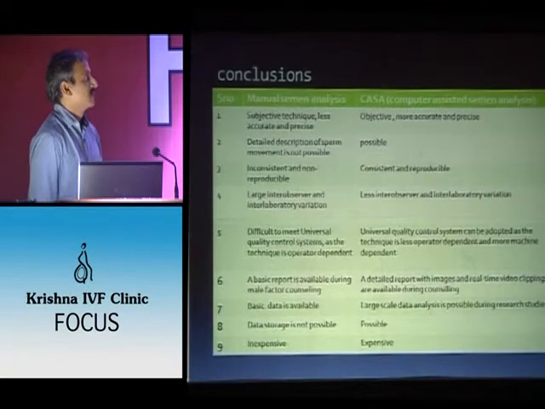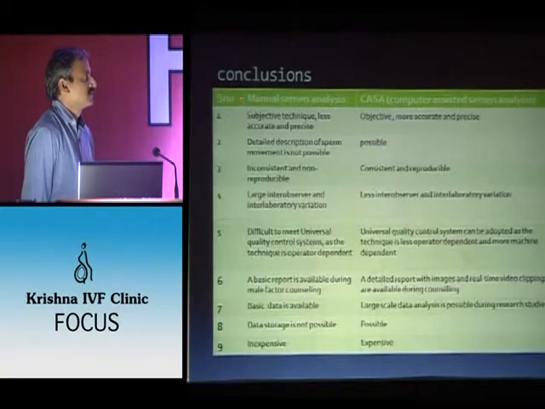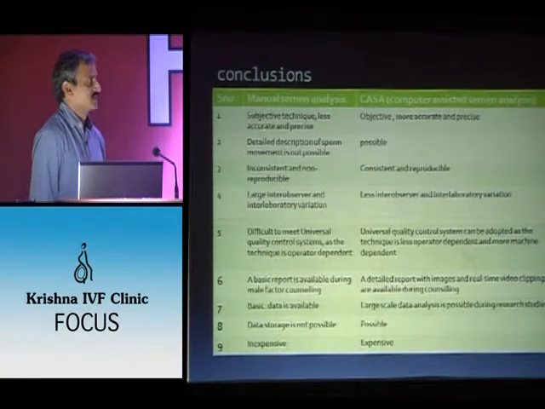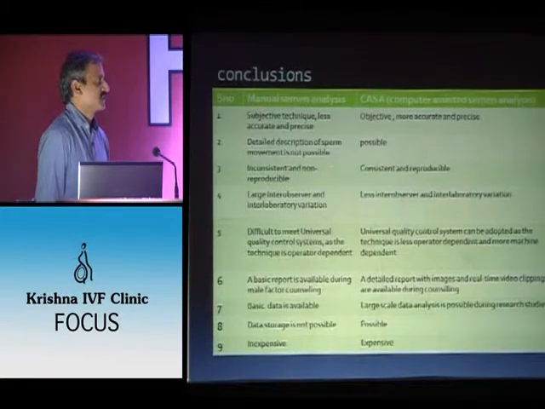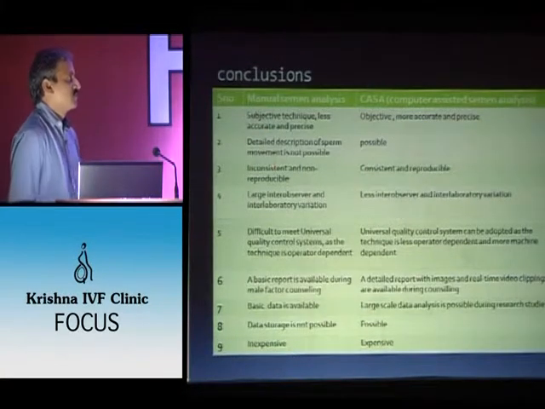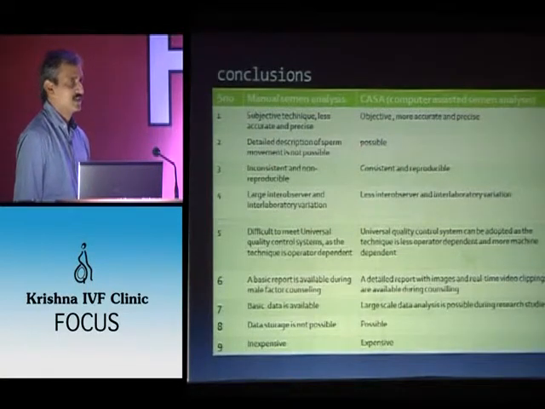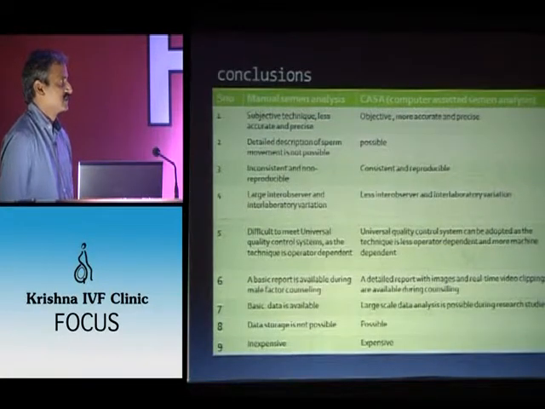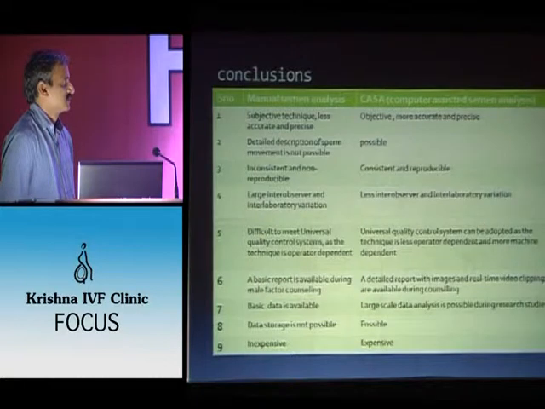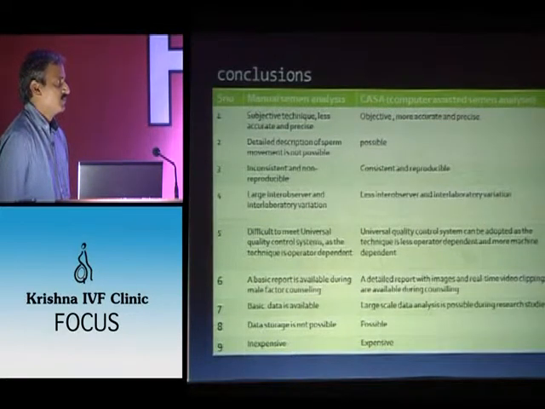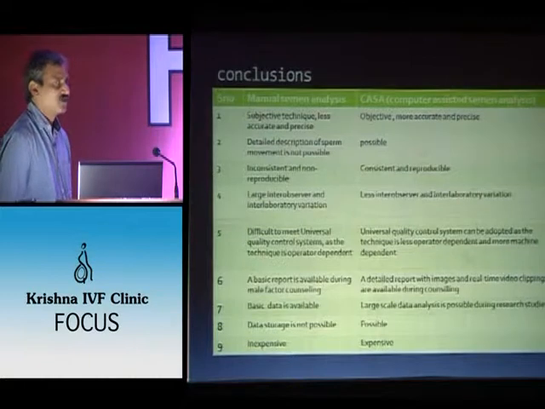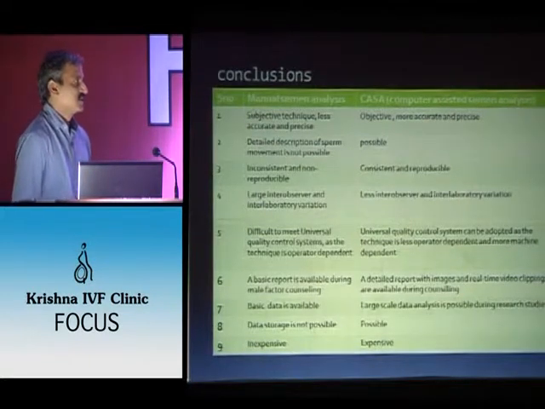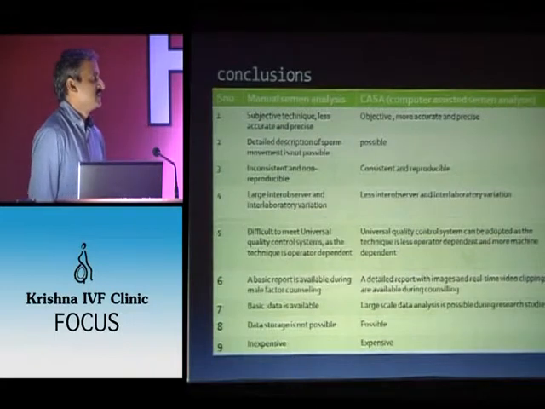When you look at the comparisons, manual analysis involves a subjective technique, less accurate and precise. CASA is objective, a more accurate and precise method. Detailed description of sperm movement is not possible in manual analysis, whereas it is possible in CASA. Manual analysis is inconsistent and non-reproducible, whereas CASA gives consistent reports and is reproducible. A large inter-observer and inter-laboratory variation will be there in manual analysis, whereas this is less in CASA. It is very difficult to meet universal quality control systems with manual analysis.